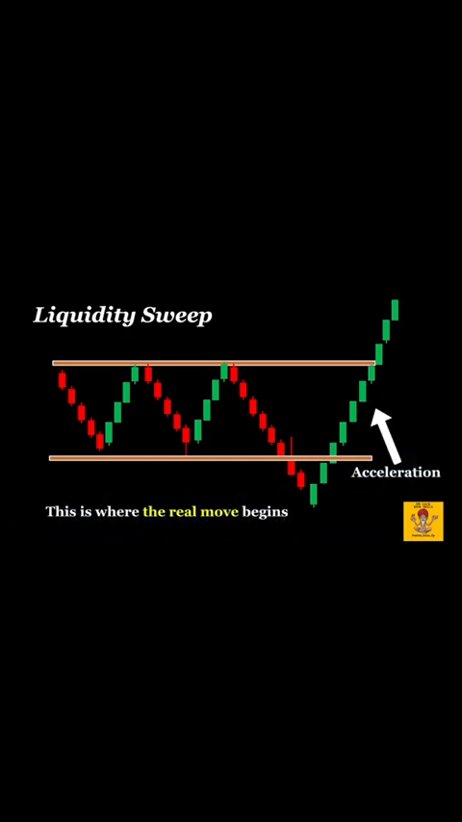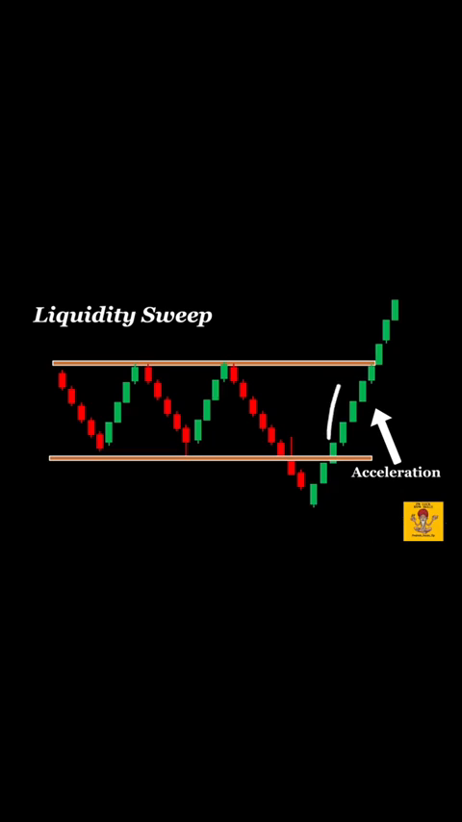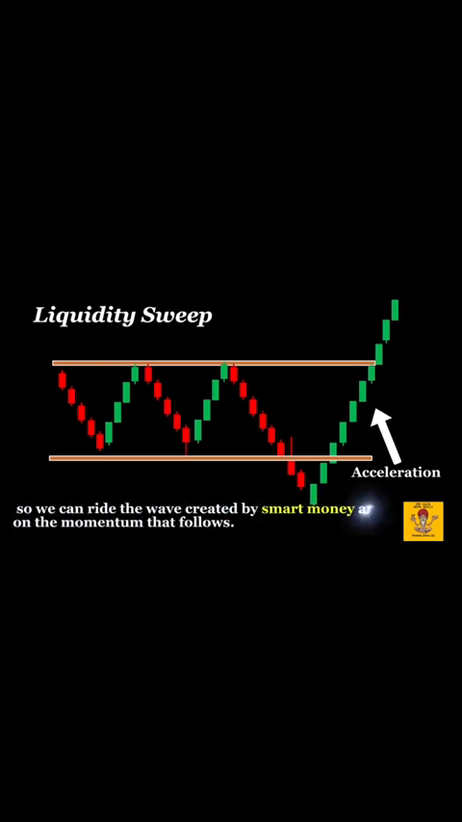Acceleration. This is where the real move begins. After triggering stop losses during the liquidity sweep, smart money unleashes momentum in the opposite direction. Price moves rapidly, leaving retail traders who fell for the trap behind. This is the ideal moment to enter, right after the manipulation, so we can ride the wave created by smart money and capitalize on the momentum that follows.